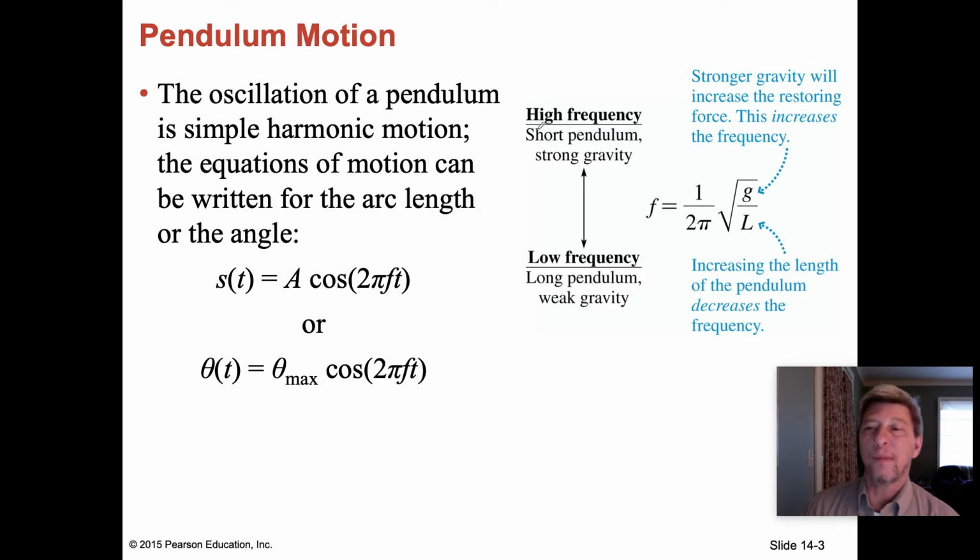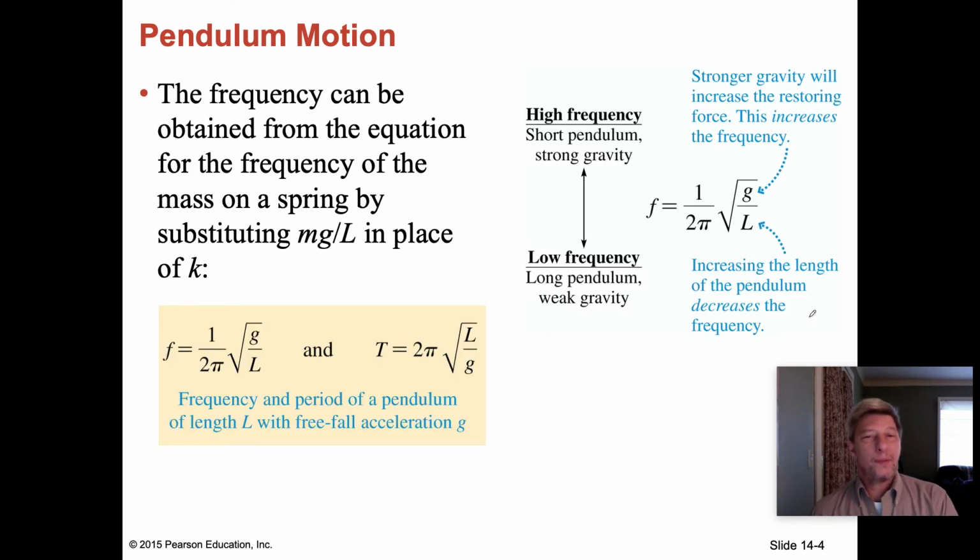Now, it turns out that a short pendulum is going to swing with a higher frequency than a long pendulum. The longer a pendulum is, the slower it will swing: the longer its period, and the shorter its frequency. If you have stronger gravity, that will increase the restoring force. But gravity, generally speaking, for most pendula, is a constant, and that will increase the frequency. But increasing the length of the pendulum decreases the frequency, and therefore makes the period longer.